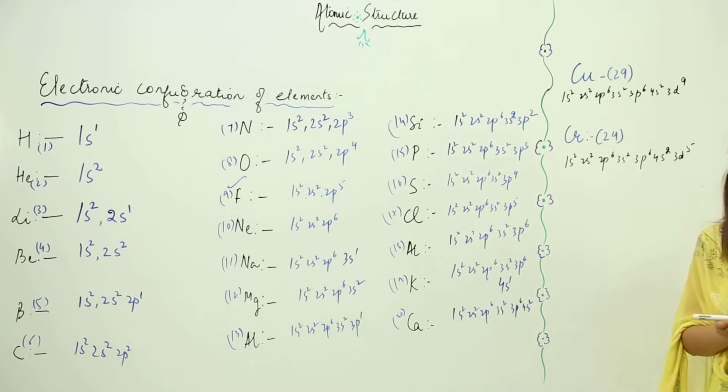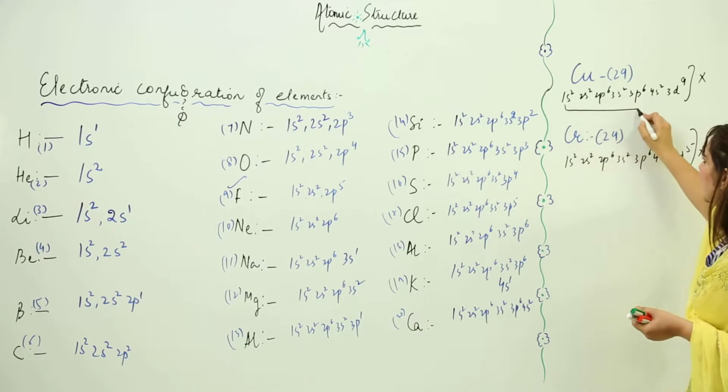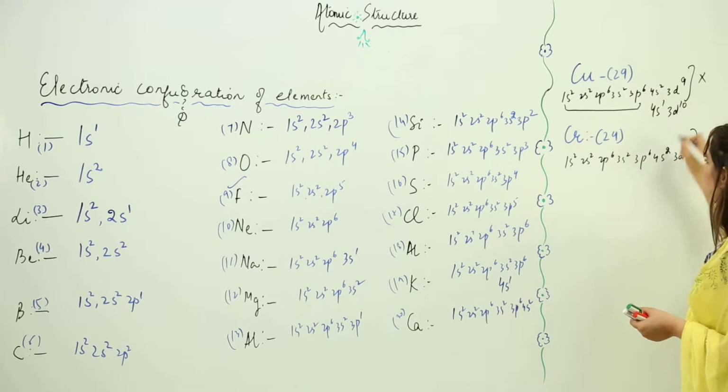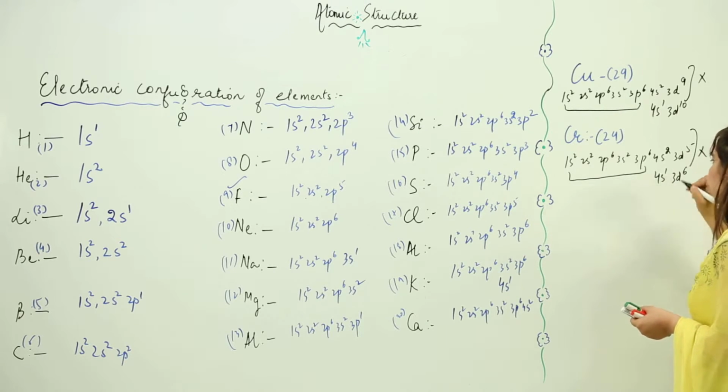If somebody asks you to write the configuration of copper and chromium, as I told you the rules, obviously you are going to write it this way. But you know that this is actually incorrect. The correct way of writing the configuration is that it remains the same till here, but after that it is 4s1, 3d10. Similarly, for chromium it is the same till here, and we have 4s1, 3d5.